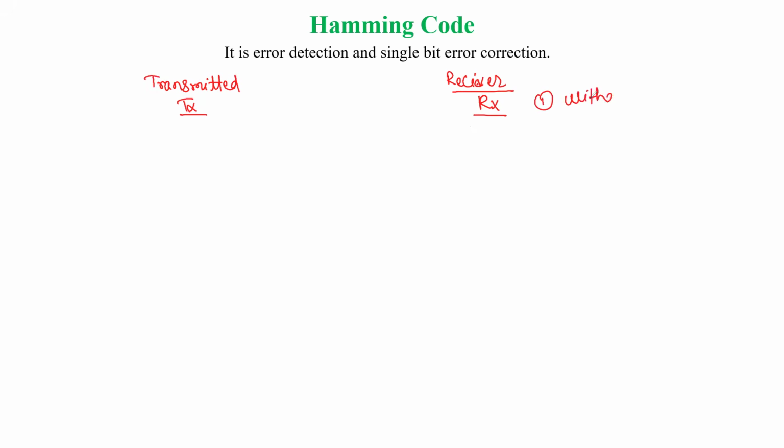So this is the first possibility, without error. And the second possibility is what? It has error. Now when we transmit the information, it has message bits plus parity bits. When we obtain the information, generally the parity bits will be corrupted. We are going to see how we decide whether there is an error or not.